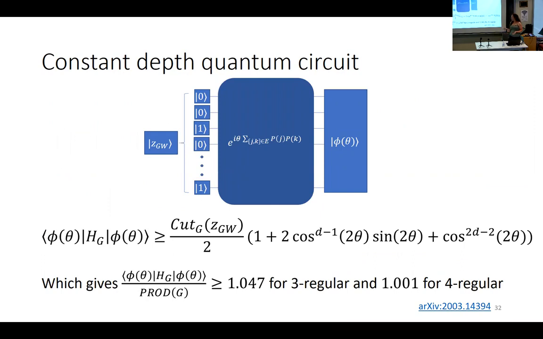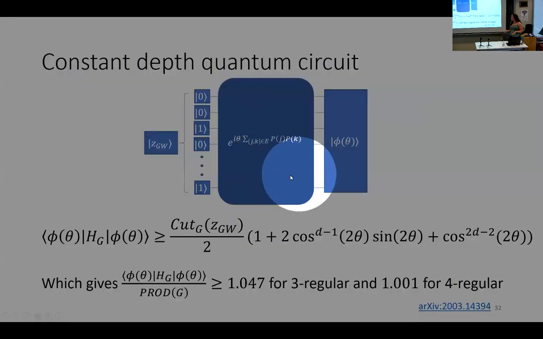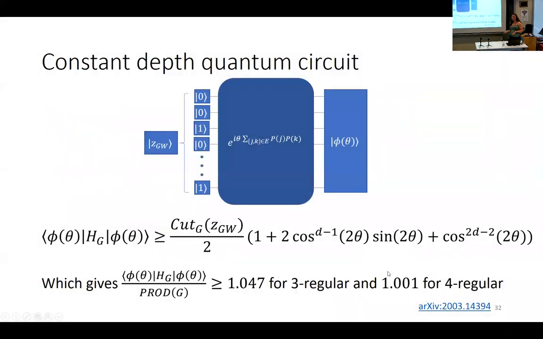And it turns out that it's 1.047 times the best product state for 3 regular, 1.001 for 4 regular. And you see you've got diminishing returns here, which you expect because the product states do better on more connected graphs.